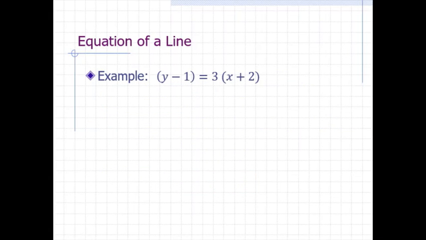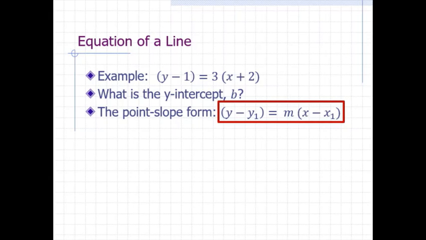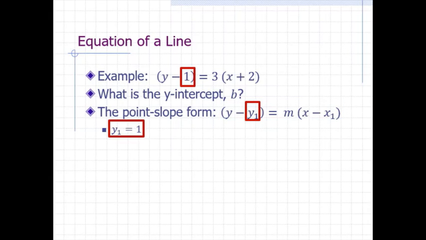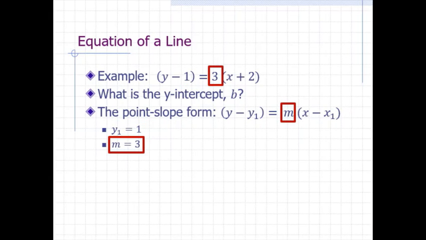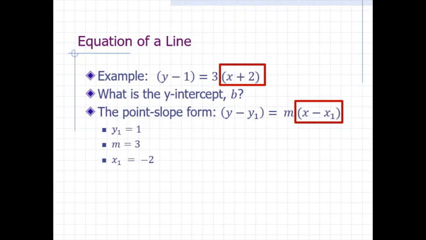Suppose the equation of a line is given by y minus 1 equals 3 times x plus 2. What is the y-intercept b? The equation given here looks like the point-slope form y minus y1 equals m times x minus x1. We can easily identify y1 as 1, the slope m as 3, and x1 as negative 2. Why negative 2? Note that we should match up x plus 2 and x minus x1. Remember that x plus 2 is x minus negative 2, so x1 is negative 2.